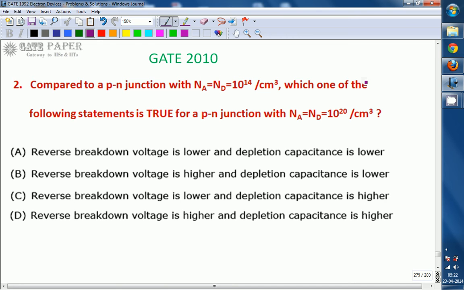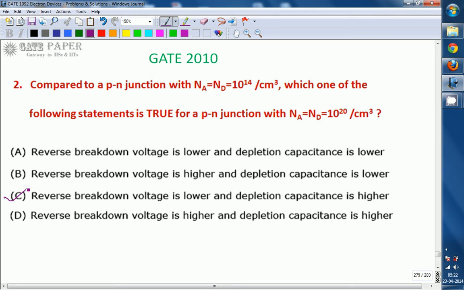We are comparing two PN junctions with different acceptor and donor concentrations: the PN junction with Na equal to Nd equal to 10 power 20 with the PN junction of Na equal to Nd equal to 10 power 14. The four options are related to the effect on reverse breakdown voltage and depletion capacitance, which will increase and which will decrease. So the right option for this one is C.